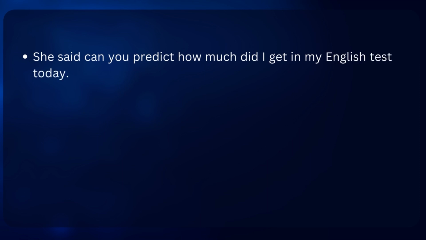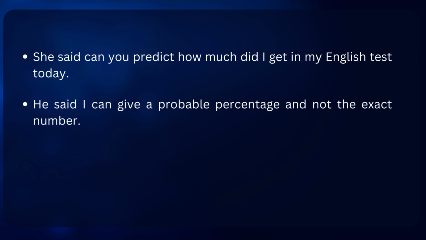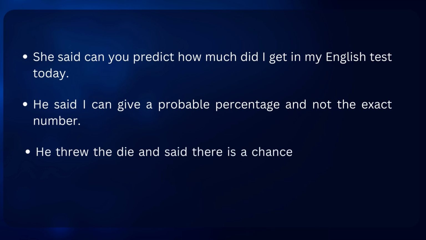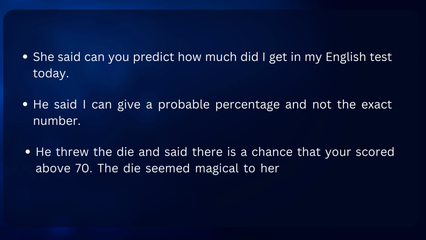Now, she said to her dad, why don't you predict with the die and tell me how much I scored today in my English test? So her father did the same. He threw the die and said that there was a chance that she had scored above 70%. The father said he can always tell the chance, or the probability, of a particular score, not exactly the score. And now the die seemed magical to her, because she had actually scored 71% in English.